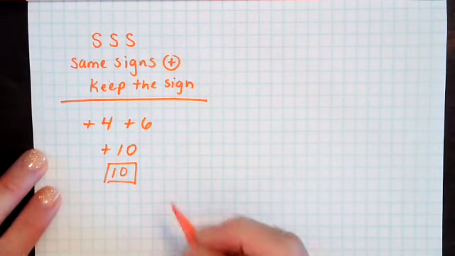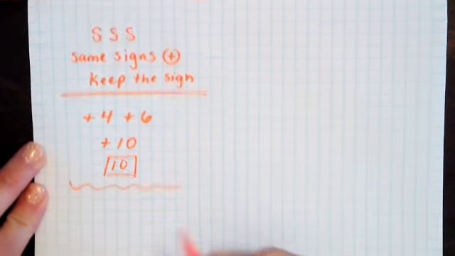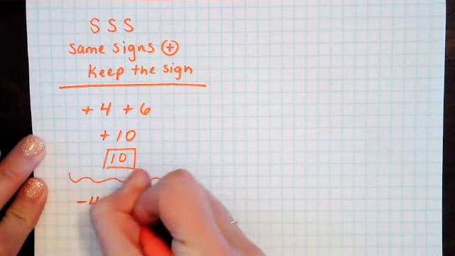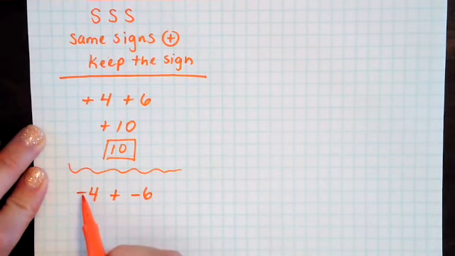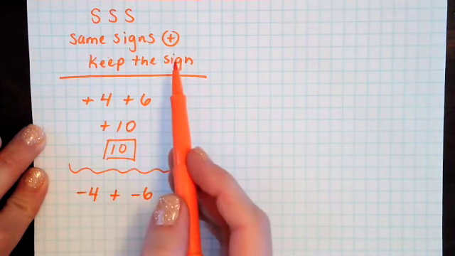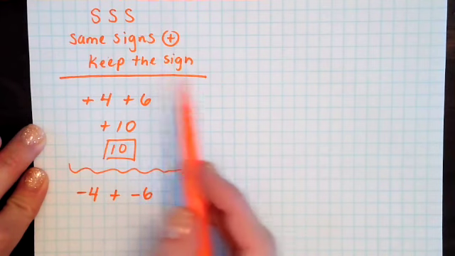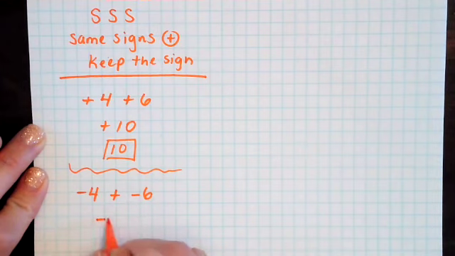But now, what if they're both negative? So for example, if I had negative 4 plus negative 6, I'm going to apply the same rule because they are the same signs, negative 4 and negative 6, and I'm adding. Same sign sum, add, keep the sign. So 4 plus 6 is 10. Keep the shared sign, negative 10.